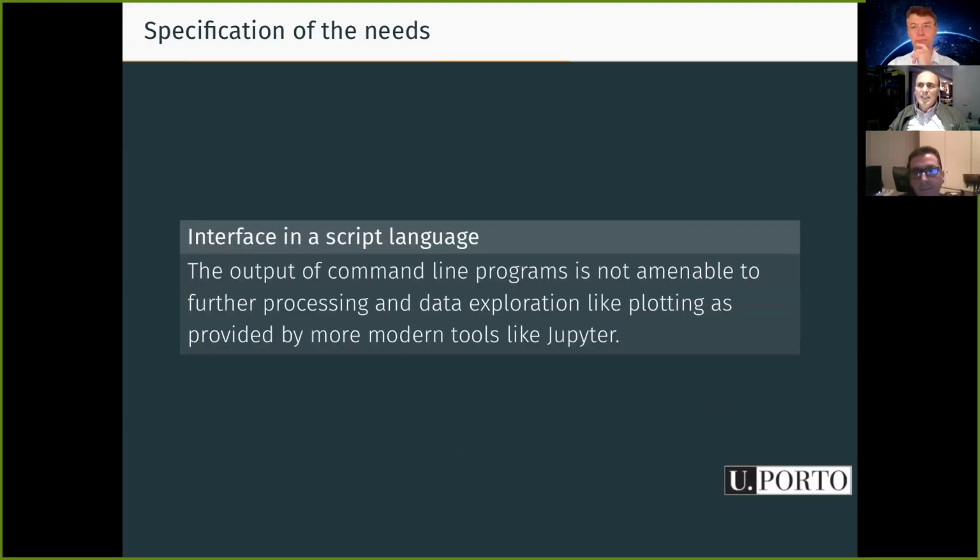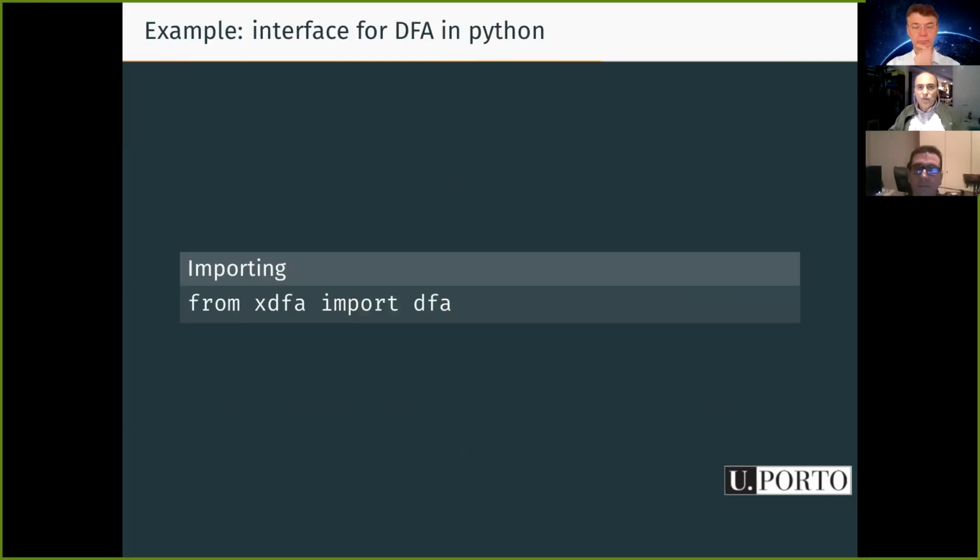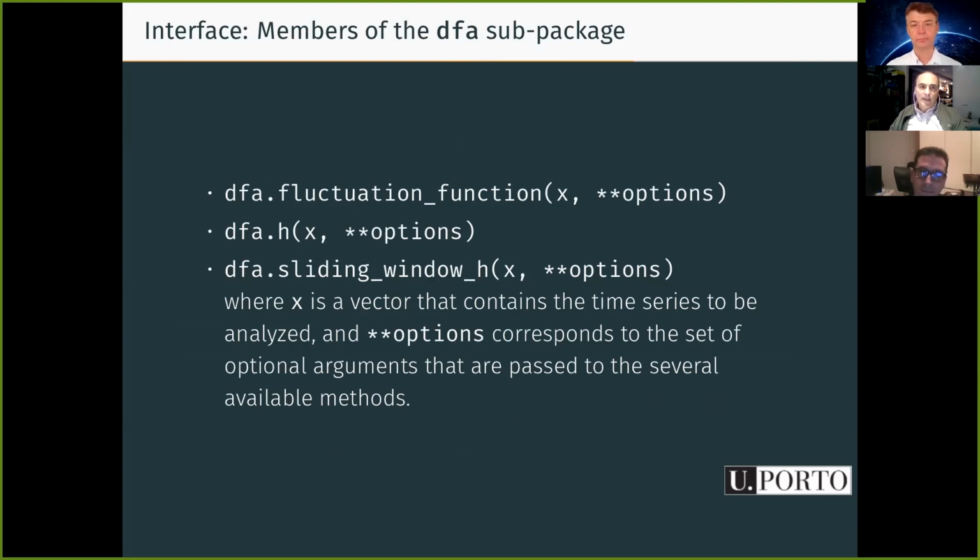So what is the specification? We want to create an interface that can be used either in command line and also from the scripting languages. And in order to show you how we are doing, I will show you, for example, from Python. From Python, you can simply say from XDFA import DFA. So we are applying DFA in that case. That DFA is a sub-package. It has some functions. The most used are the fluctuation functions, because that is most important. H, that is the Hurst exponent, and also the sliding window Hurst exponent, basically where we apply it just to a subset and we slide the window and repeat the calculations for different subsets.